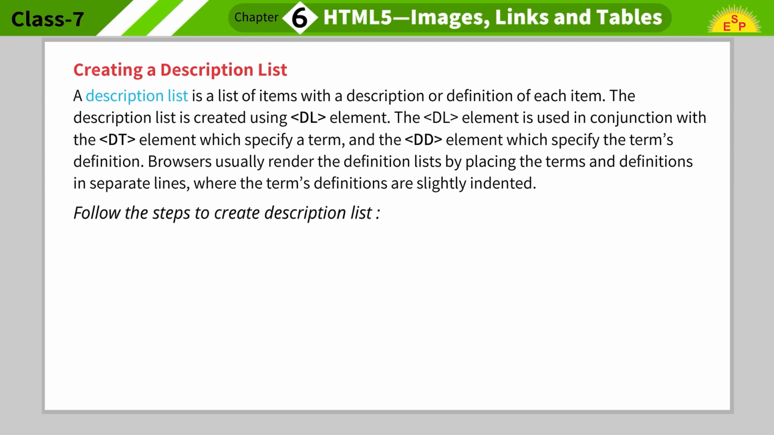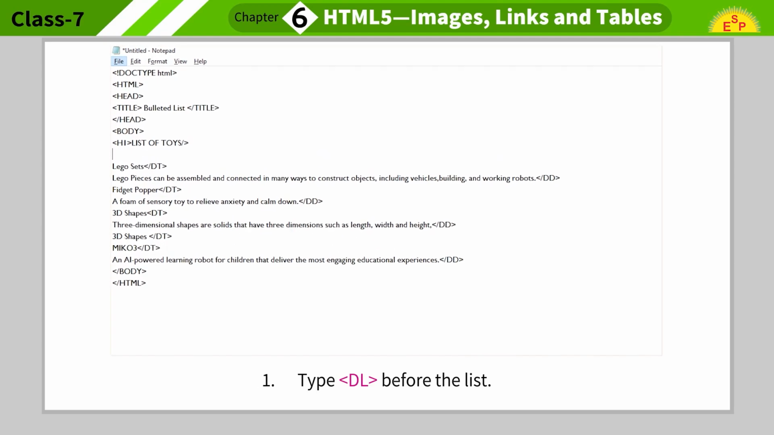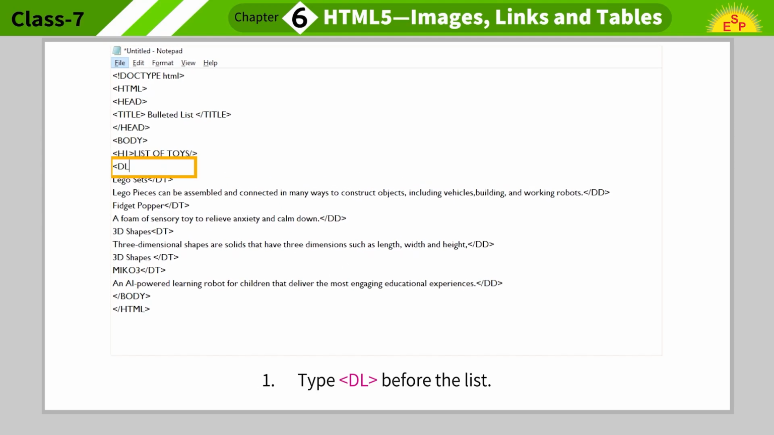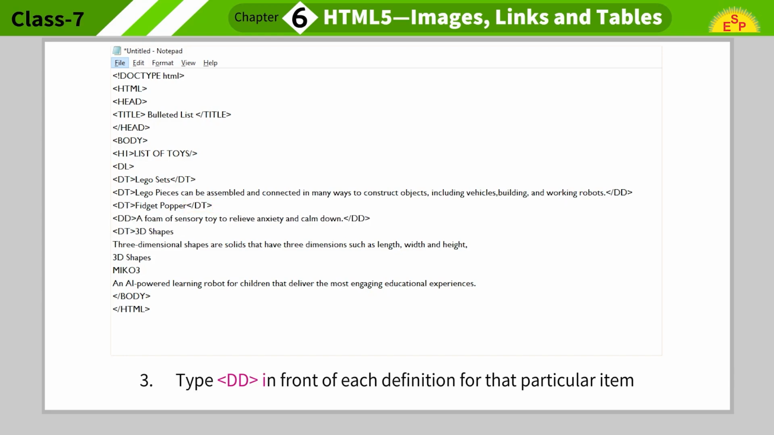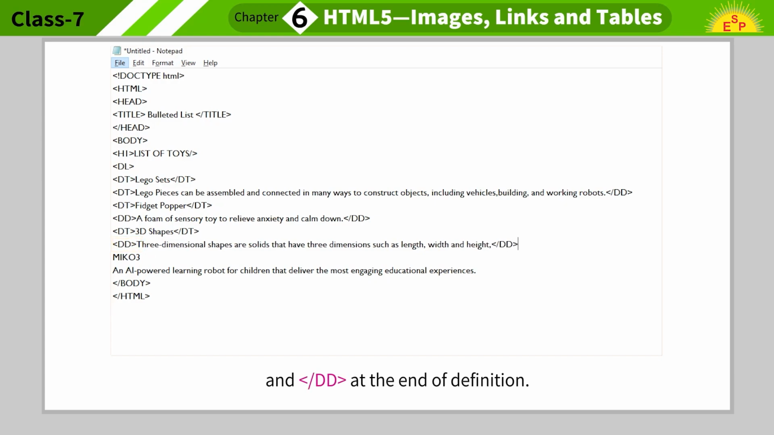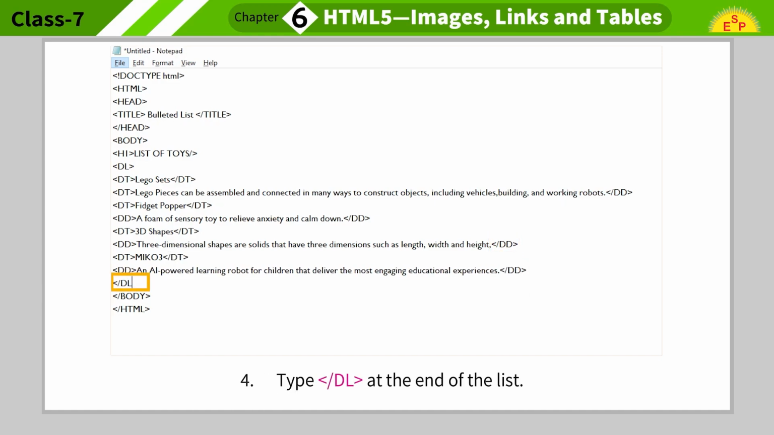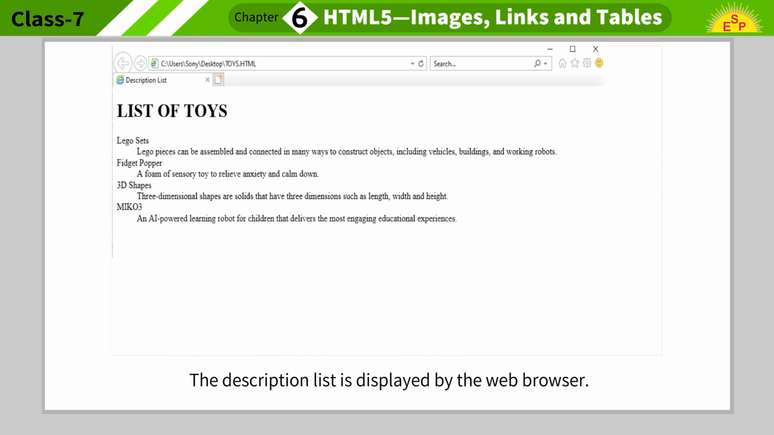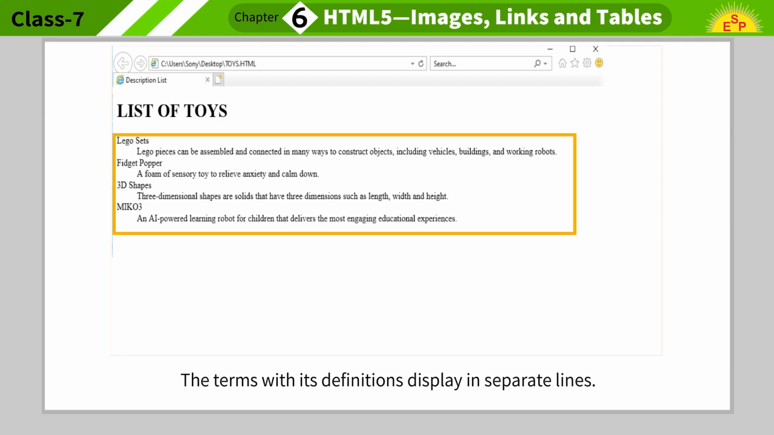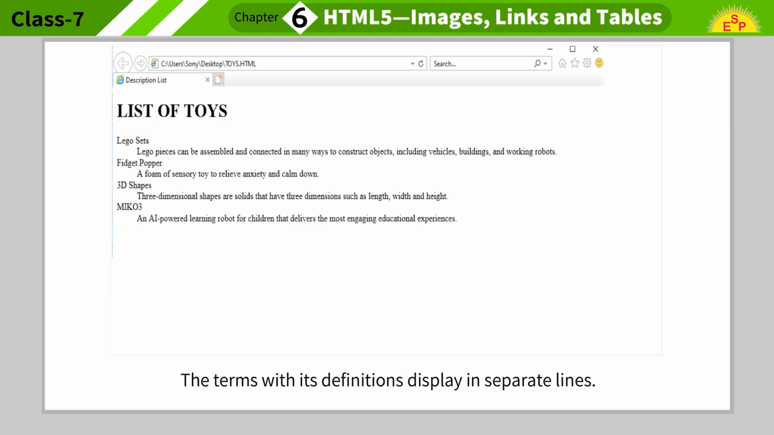Follow the steps to create a description list. Step 1. Type DL before the list. Step 2. Type DT in front of each item in the list and DT at the end of each item. Step 3. Type DD in front of each definition for that particular item and DD at the end of the definition. Step 4. Type DL at the end of the list. The description list is displayed by the web browser. The terms with their definitions display in separate lines.